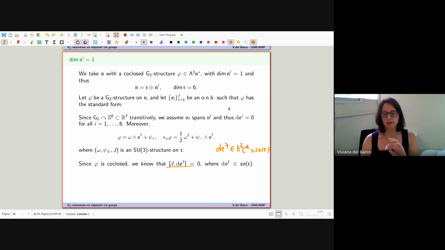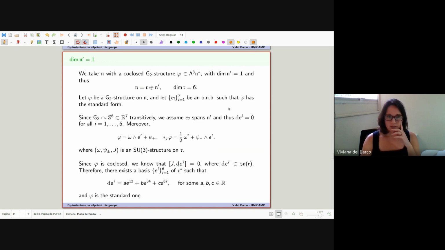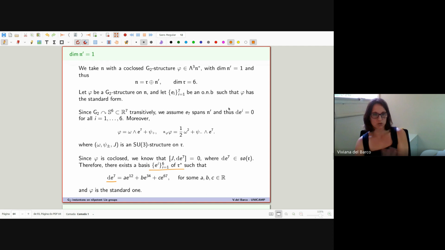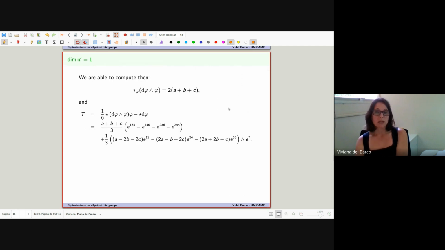So in some sense, we can diagonalize them together in a generalized way. And then we can find a basis of the complement such that the differential has this form: a multiple of 1, 2, 3, 4, 6, 7, and 5 is the standard one, the usual G2 structure. So that helps us a lot in the computations. And once we have this basis, very adapted to both the G2 structure and the Lie algebra structure, we are able to compute everything we need.